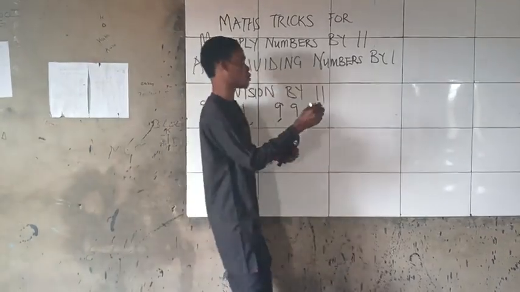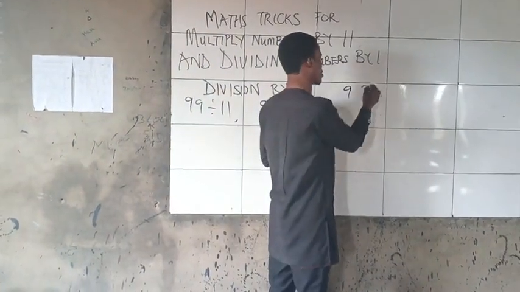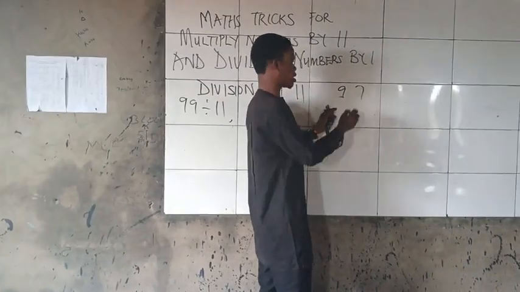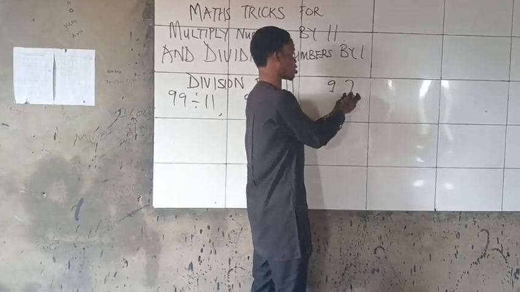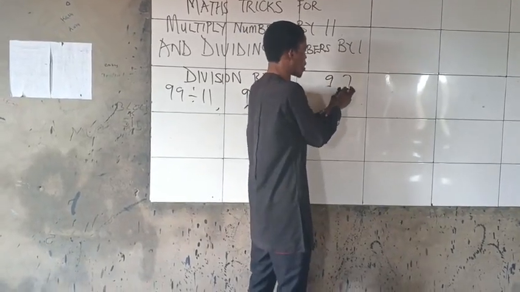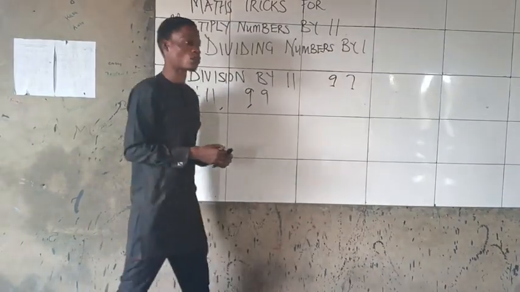Now let me give another example that will not be divisible by 11. Let me pick 97. 9 is in the odd place, the first position, and 7 is in the even place, the second position. So 9 minus 7 is 2. It's not divisible by 11.